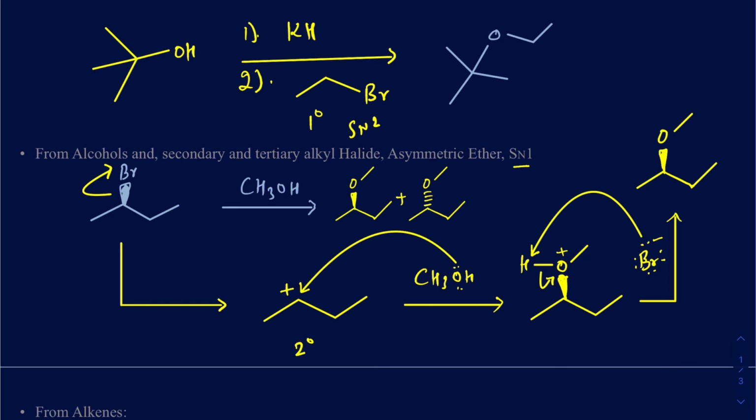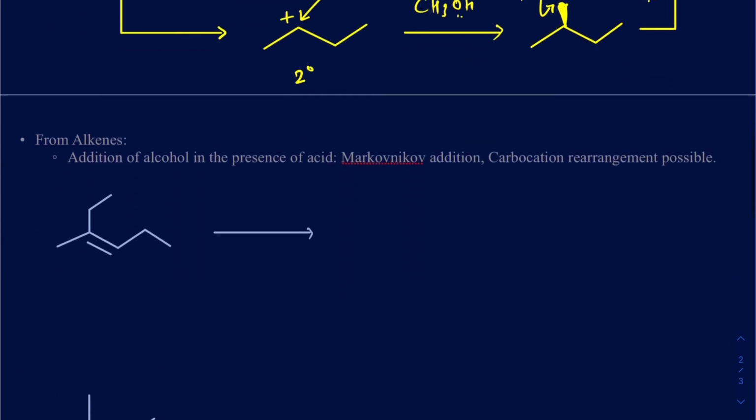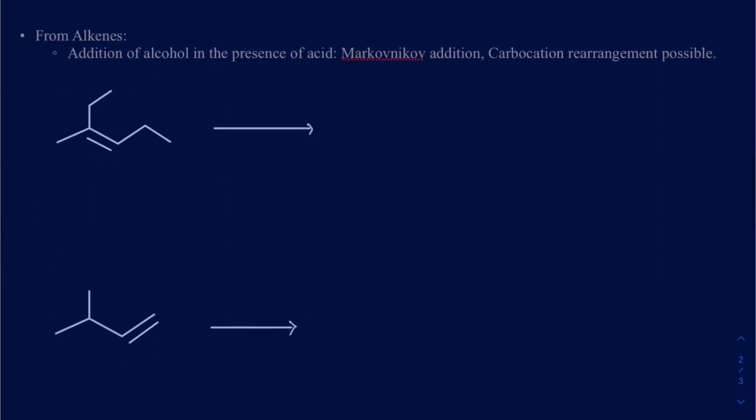So the tertiary alkyl halide would work very similar to what we had here. In addition to that, you can also get ethers from alkenes. You have learned about creating alcohols from alkenes by adding water and acid. But if you replace the water with some sort of alcohol, then you can actually create an ether.